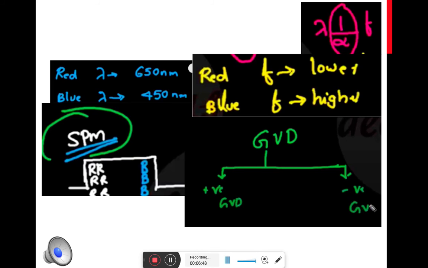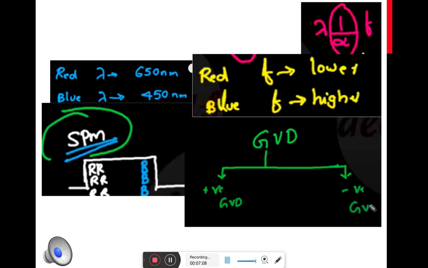So group velocity dispersion is basically of two types: positive group velocity dispersion and negative group velocity dispersion. The positive GVD has a polarity almost the same as that of self phase modulation, and the negative GVD has the opposite polarity to that of self phase modulation. So in soliton propagation we will be using negative GVD.